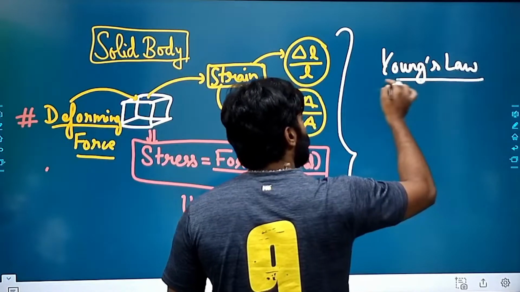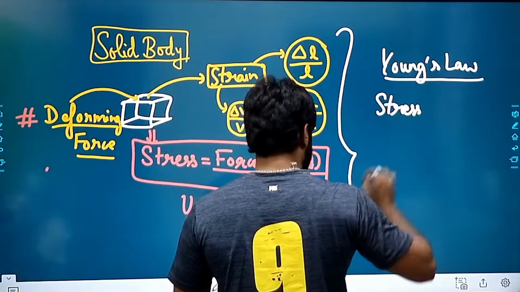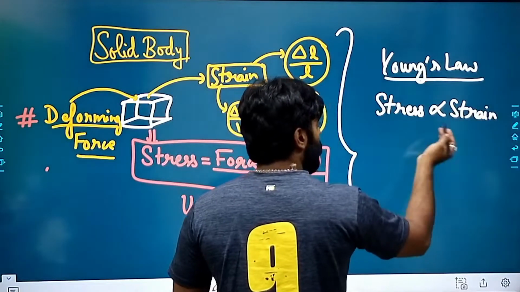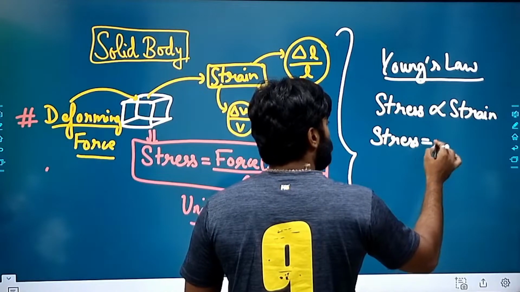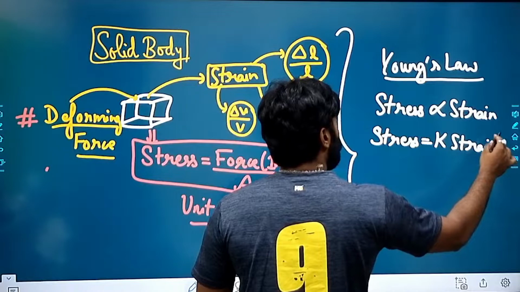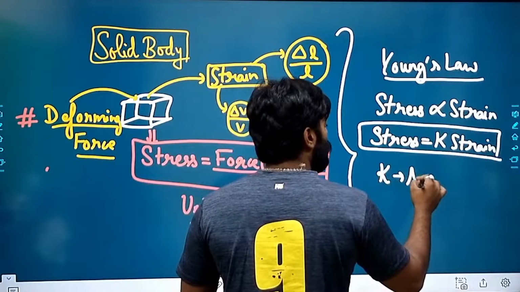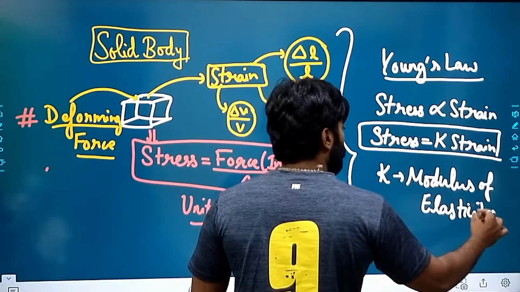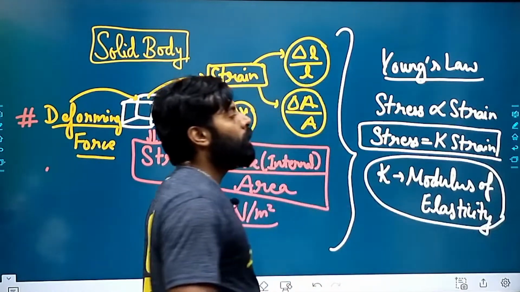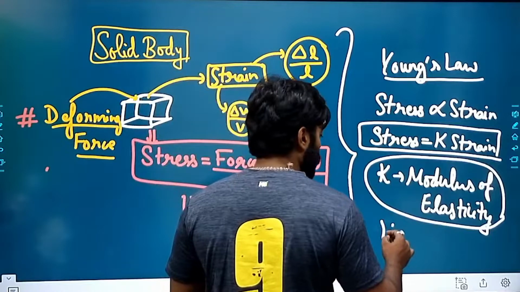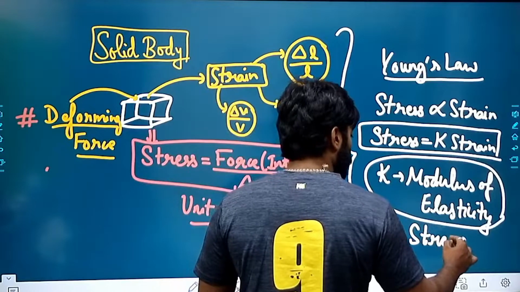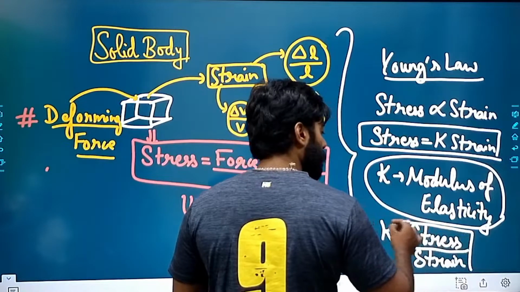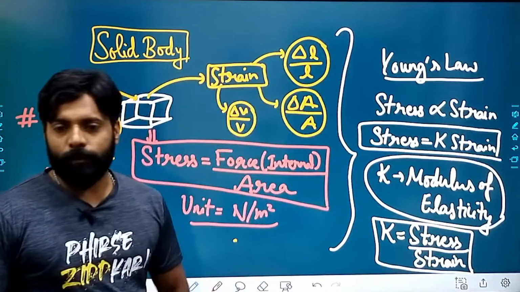Young's law. Young's law says अगर स्ट्रेस हमारे पास कम ही है या स्ट्रेन बहुत कम है, तो stress is directly proportional to strain, यानी कि stress is equal to modulus of elasticity times strain. Here K is modulus of elasticity. So K is stress by strain.